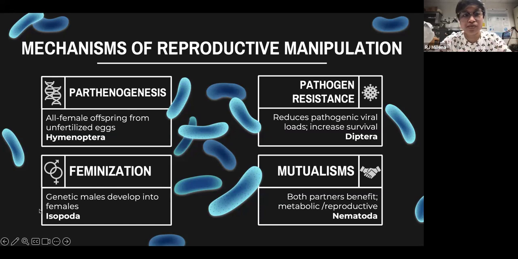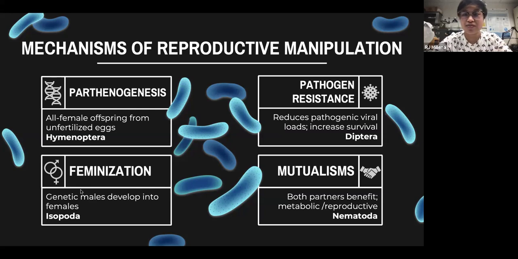Wolbachia can cause, instead of unfertilized eggs turning into males, they'll still be female. And then there's also pathogen resistance, which has implications for vector control, but it can reduce the pathogenic viral loads and increase the survival of different insects, and it was first seen in Diptera. These aren't the only groups, by the way. These aren't the only orders that these phenomena are present in. This is just where it was first recorded.